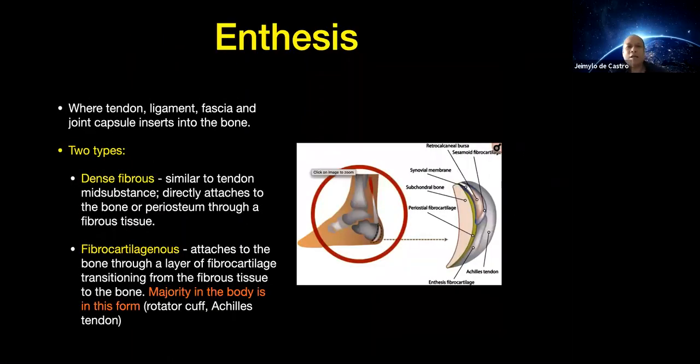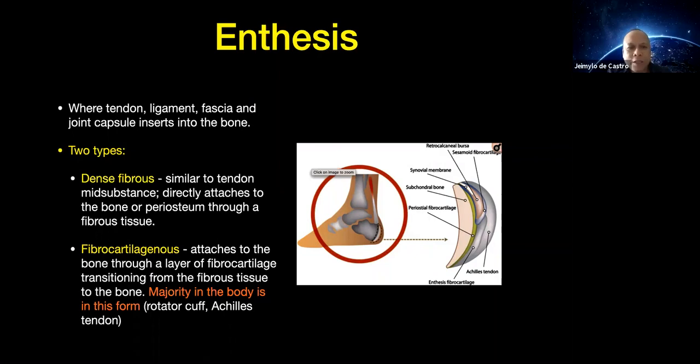Now, the other thing here in the pediatric MSK is your enthesis. Now, the enthesis is an organ by itself. This is an attachment of the tendon to the bone. And as you can see, it has two types. It could be a dense fibrous or a fibrocartilaginous.